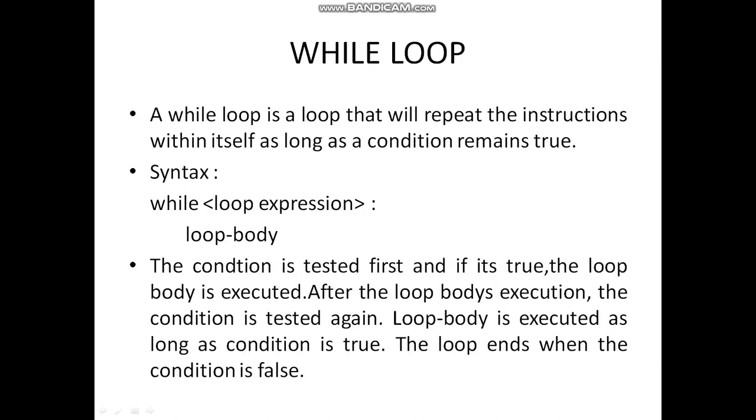What is a while loop? A while loop is a loop that will repeat the instructions within itself as long as a condition remains true. Until and unless the condition is true, it will go on performing some instructions. It can be an infinite loop, which means it will be continuously performing and won't have an end. We can also make this while loop a finite loop as well.